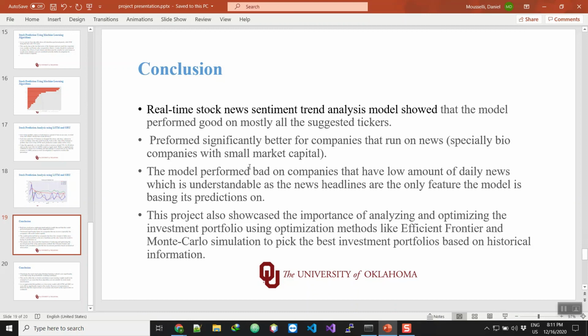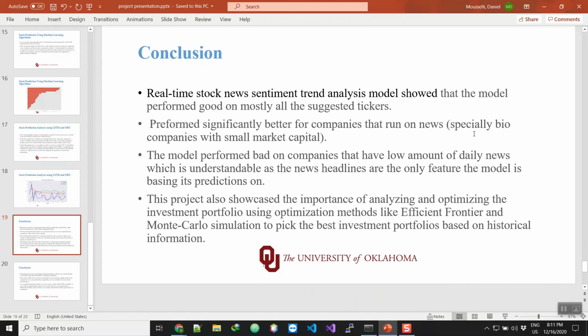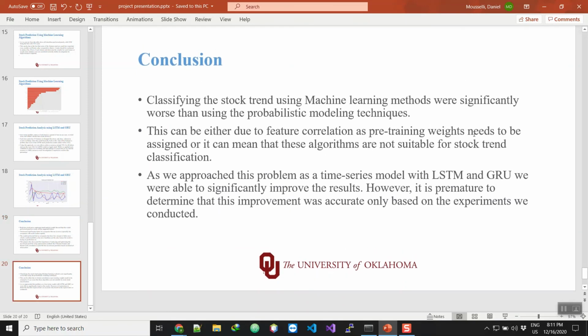The project also showcased the importance of analyzing and optimizing investment portfolios using optimization methods such as the efficient frontier and Monte Carlo simulation to pick our best investment portfolio based on the historical data we had between 2018 and 2020. And classifying stock trend using machine learning methods was significantly worse than using the probabilistic modeling techniques.